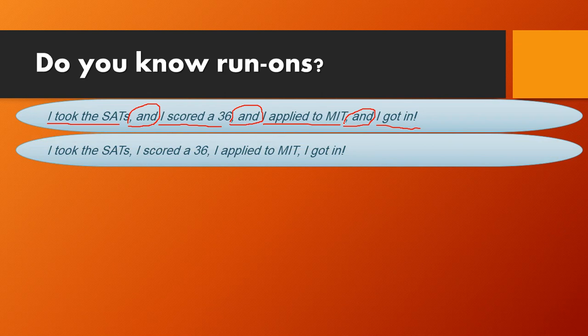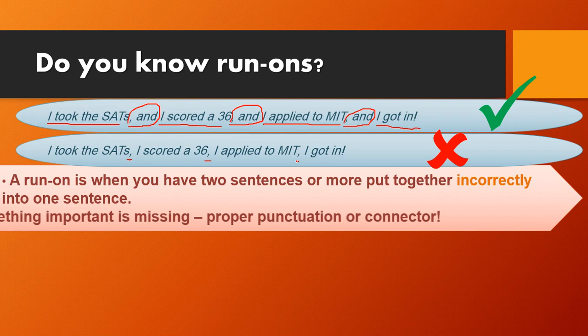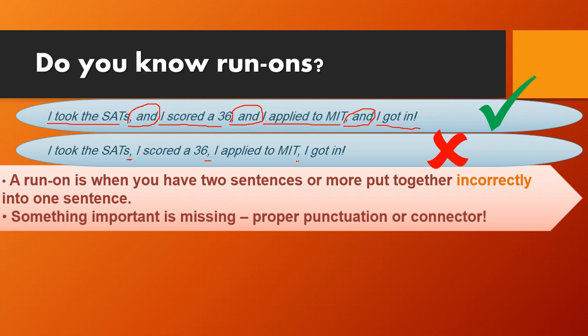Okay, look at this one again. It's the same sentence. I took the SATs, I scored a 36, I applied to MIT, I got in. Now, this is a run-on sentence. Why? Because several complete sentences are being mashed together with just commas. We cannot connect complete thoughts with a comma at all because the comma is very weak and cannot connect two complete thoughts together. So the first one is correct while the last one is wrong because this is a run-on. A run-on is when you have 2 sentences or more put together incorrectly into 1 sentence, or the proper conjunction is not used.